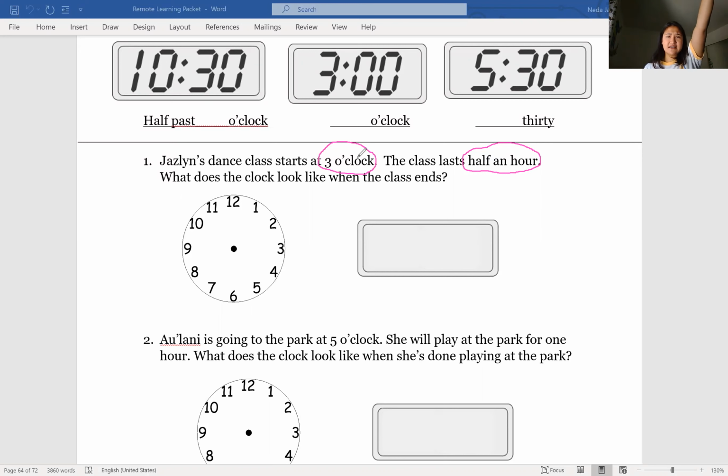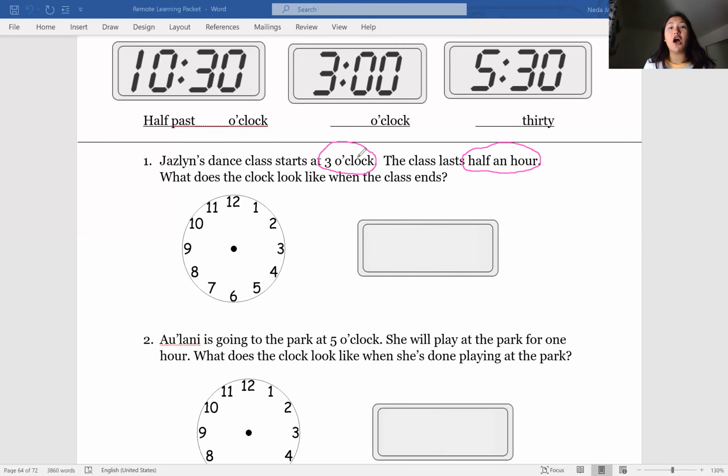Raise your hand for 60. Raise your hand for 30. That's right. There are 30 minutes in half an hour. So that means Jaslyn's class starts at 3 o'clock and lasts for 30 minutes. So that means that it will end at what time? That's right. It will end at 3:30. So you need to show on the analog and the digital clock 3:30. Pause and show that time on both clocks now.